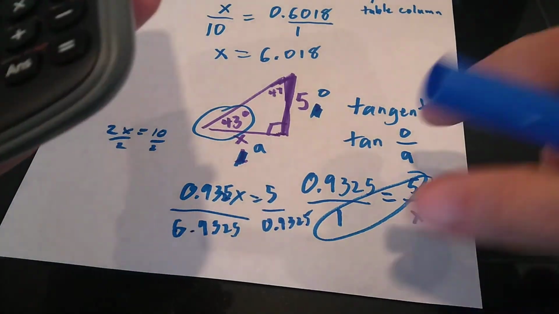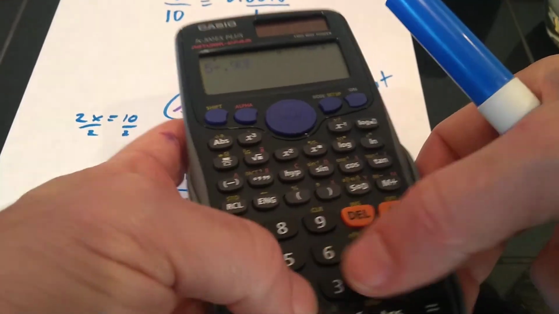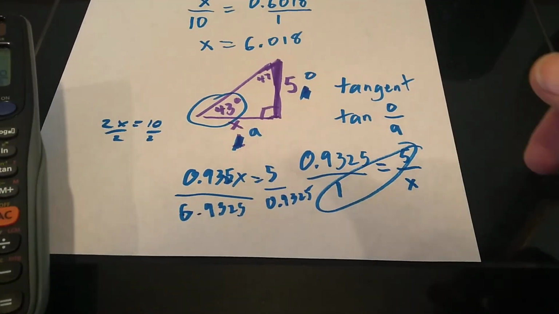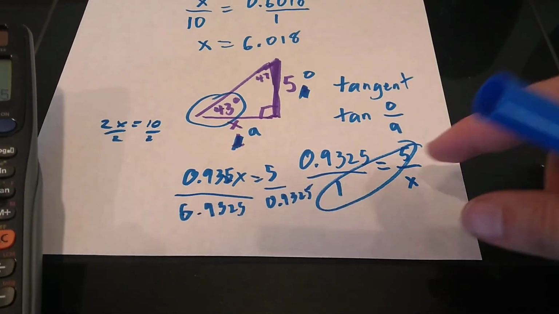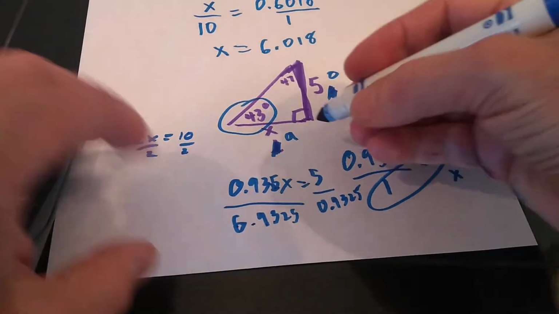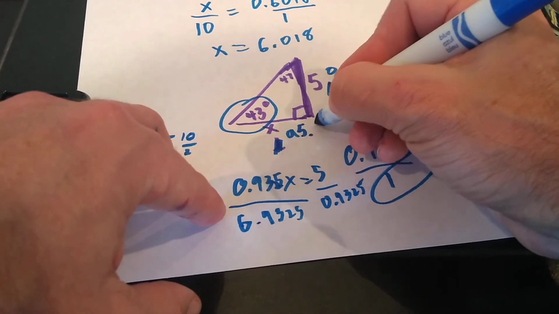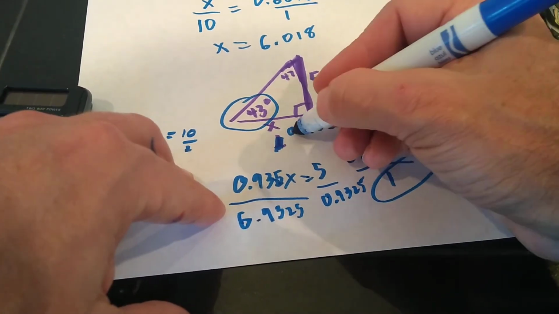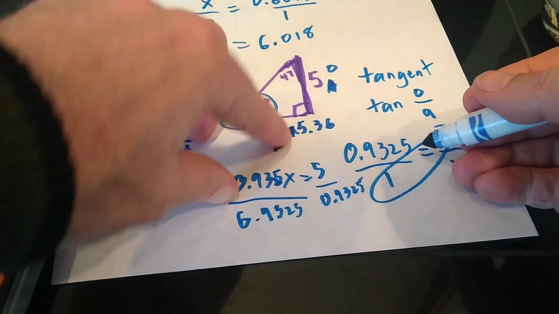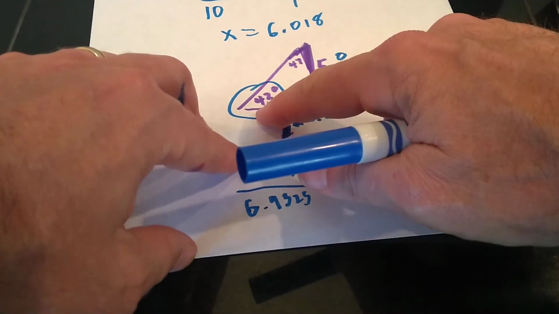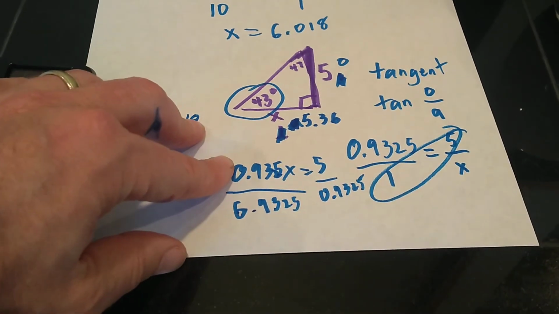I'm going to do that in my calculator. 5 divided by 0.9325, and I get 5.36, which is what I'm expecting there. I'm expecting that to be a little bit larger. I think I misspoke last time when I said that would be smaller. 47 should be opposite from the 5.36, and the 43 is opposite from the 5.